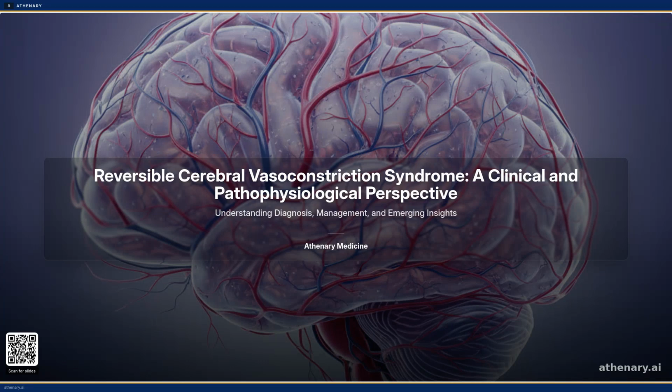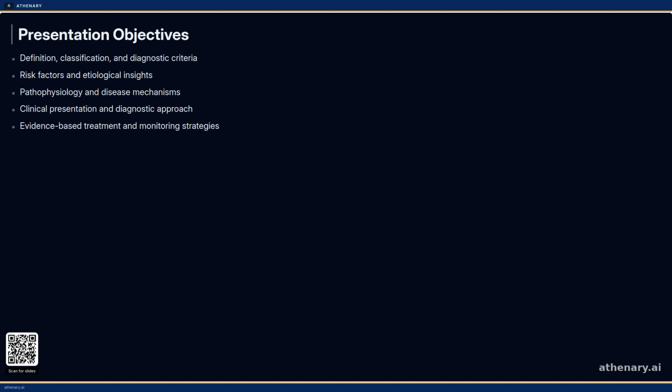Welcome everyone. Today we'll be exploring reversible cerebral vasoconstriction syndrome, a clinical and pathophysiological perspective. Let's begin. Reversible cerebral vasoconstriction syndrome is a condition that can be both dramatic in its presentation and elusive to diagnose. To get to grips with this challenging entity, we need a clear and systematic framework, which is precisely what we'll build over the course of this presentation.